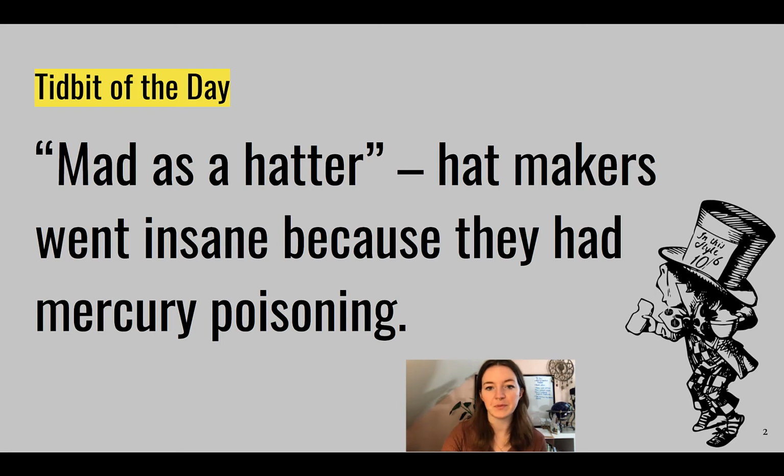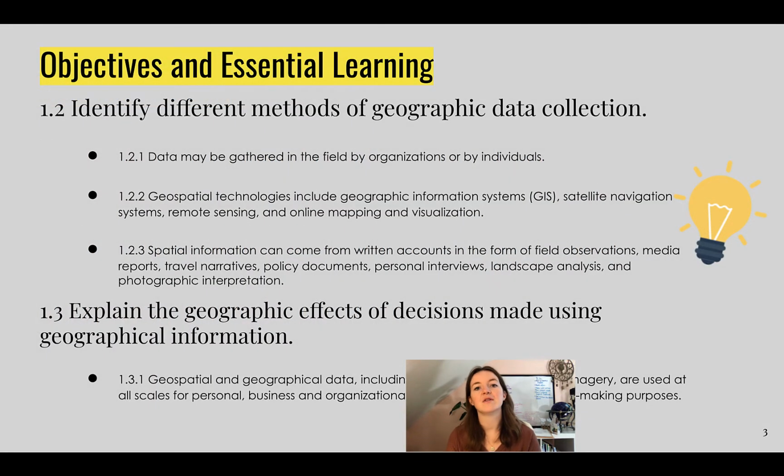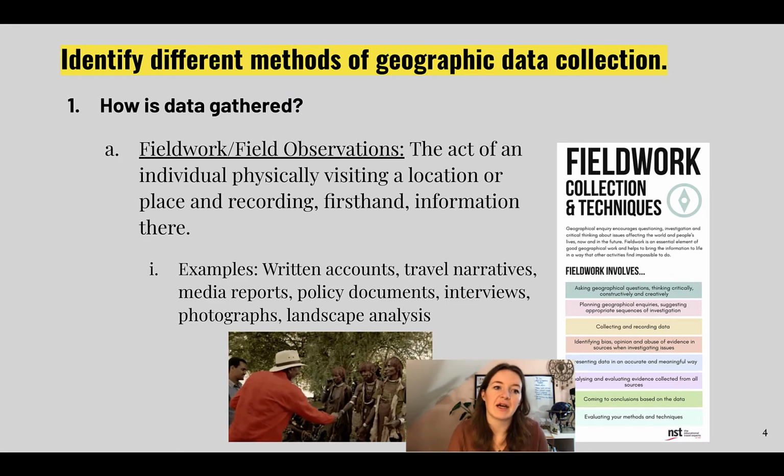Okay, so our objectives today are to identify different methods of geographic data collection and to explain the geographic effects of decisions made using geographical information. So how do we make decisions using that data? So first up, we are going to look at identifying different methods of geographic data collection.